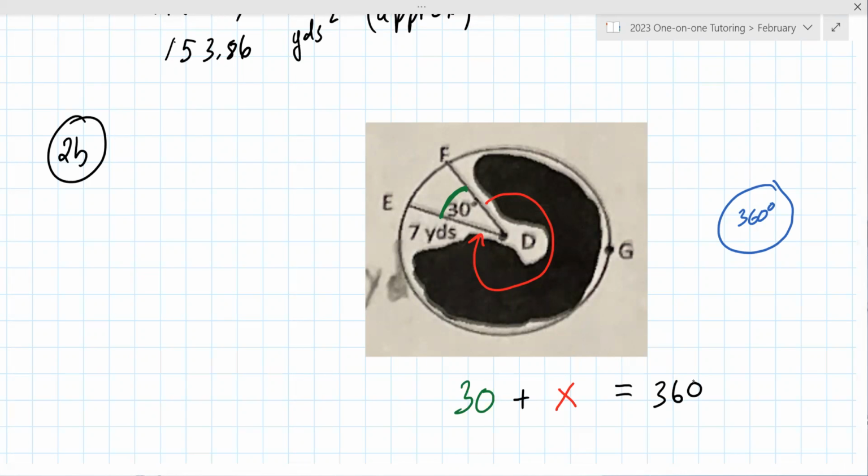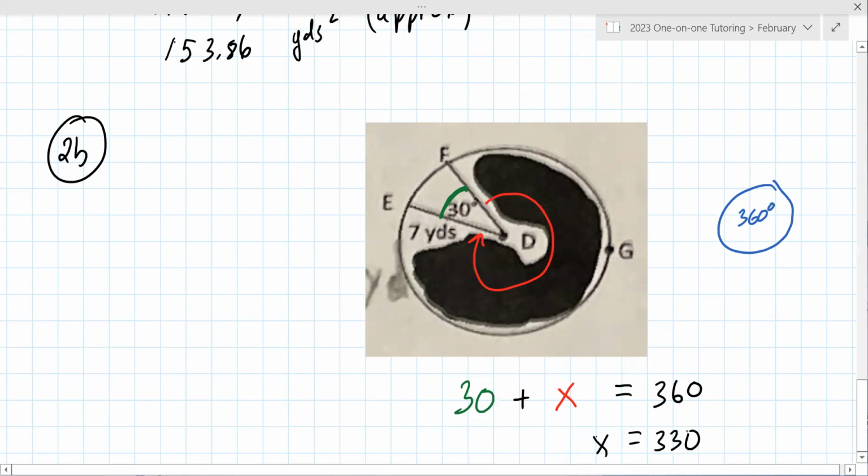Right, that's subtraction. Give me the final answer. 360 minus 30. What is the final answer? 330.